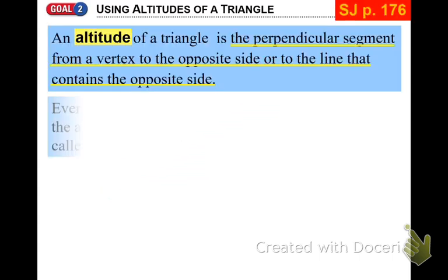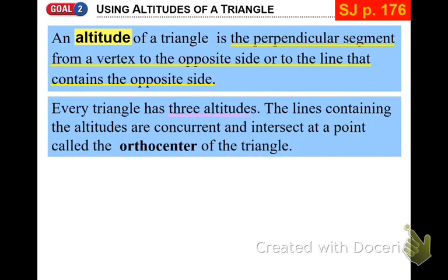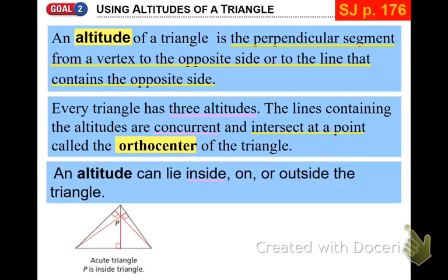All right, the last one, we're just learning this word. An altitude of a triangle is the perpendicular segment from a vertex to the opposite side, or the line that contains the opposite side. Every triangle has 3 altitudes. The lines containing the altitudes are concurrent and intersect at a point called the orthocenter. An altitude can lie inside, on, or outside the triangle.